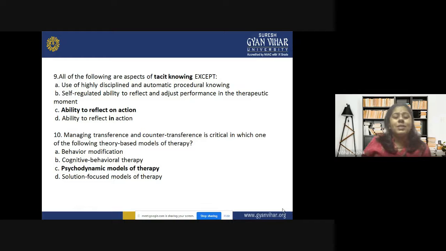So students, these are the options for that particular question, and the options are A, B, C, D. Now you have to select the correct answer on the basis of the given choices and the correct answer is psychodynamic models of therapy.